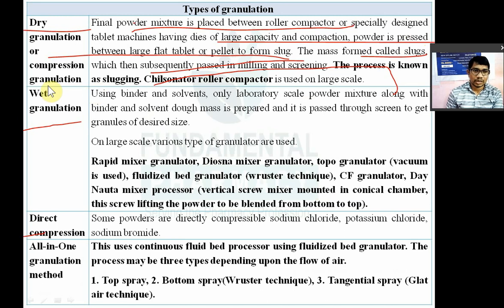The second is wet granulation. Wet granulation means you have to use a binding agent, a solution of binding agent or solvent. On the laboratory scale, you mix that binding agent, you make a starch paste, and you make a damp mass of that powder. You pass it through a screen and you get granules on laboratory scale. On the large scale, rapid mixer granulator, then Diosna mixer granulator, topo granulator, fluidized bed granulator.